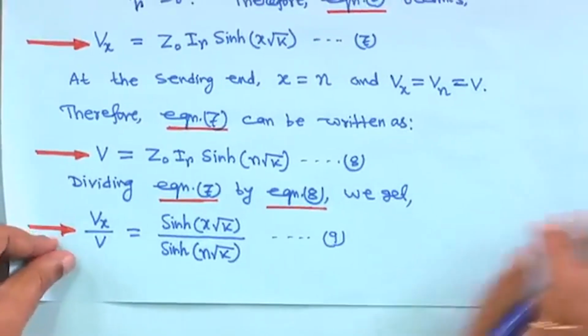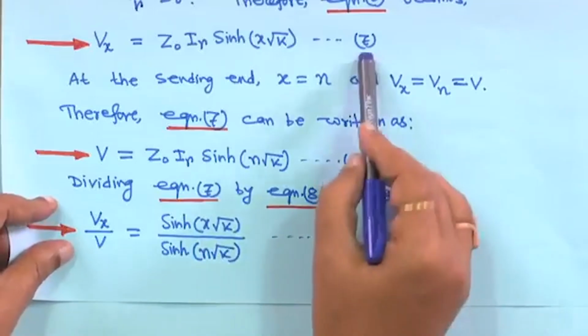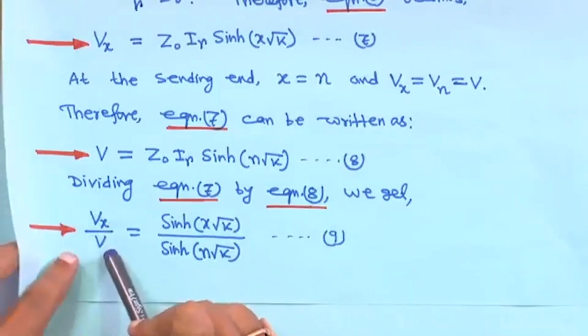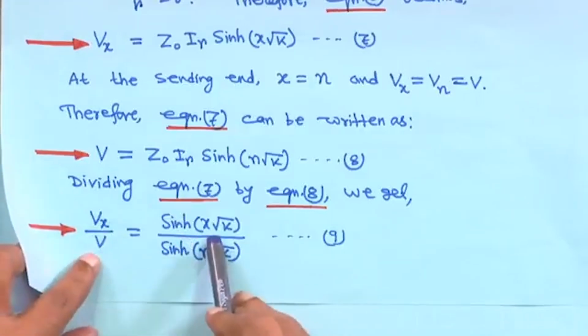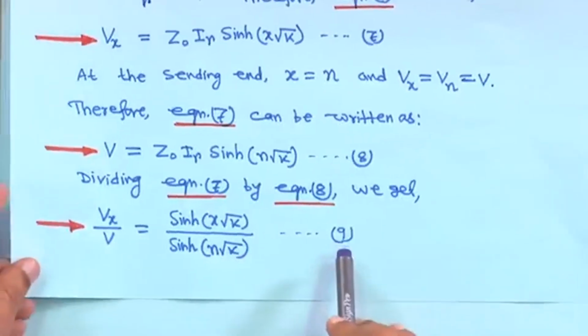Therefore, dividing equation 7 by equation 8, you will get Vx upon V is equal to sinh x root k divided by sinh n root k. This is equation 9.